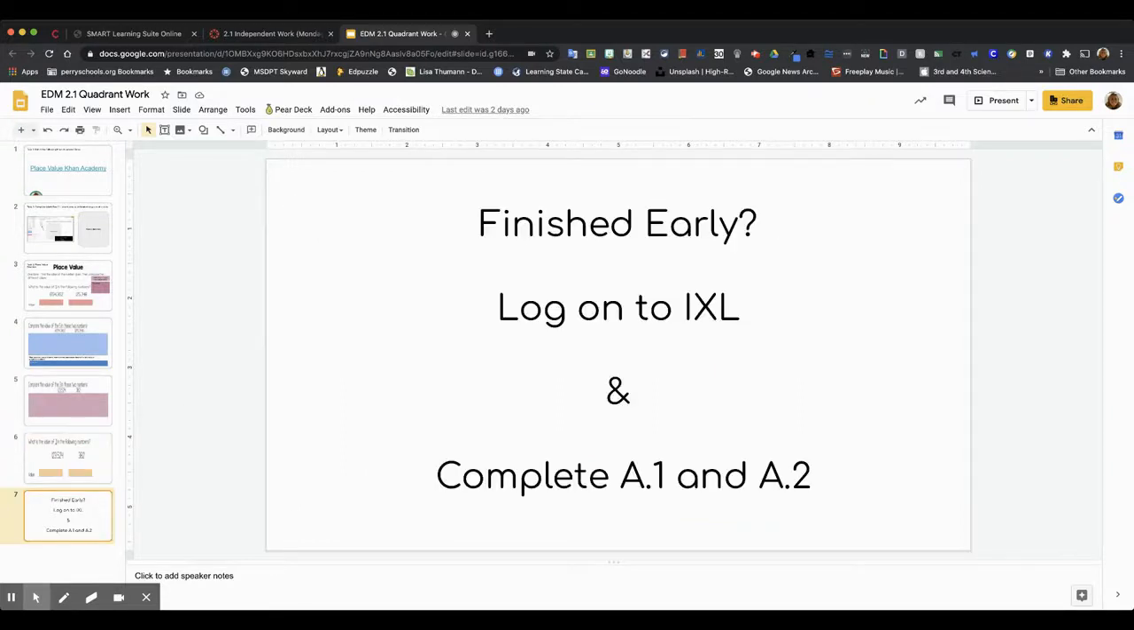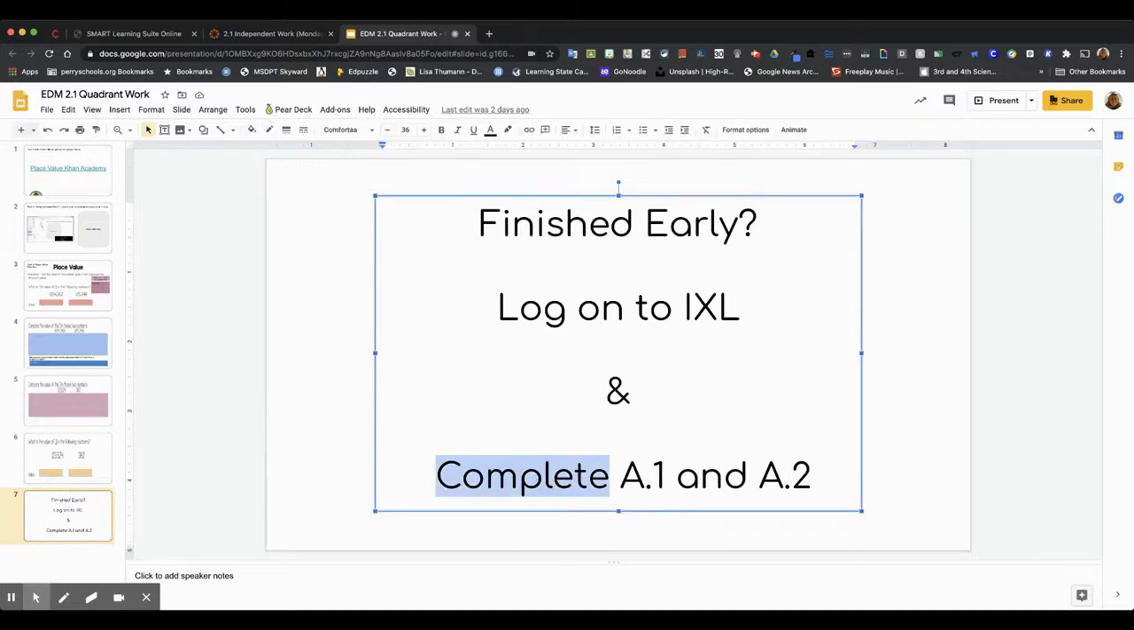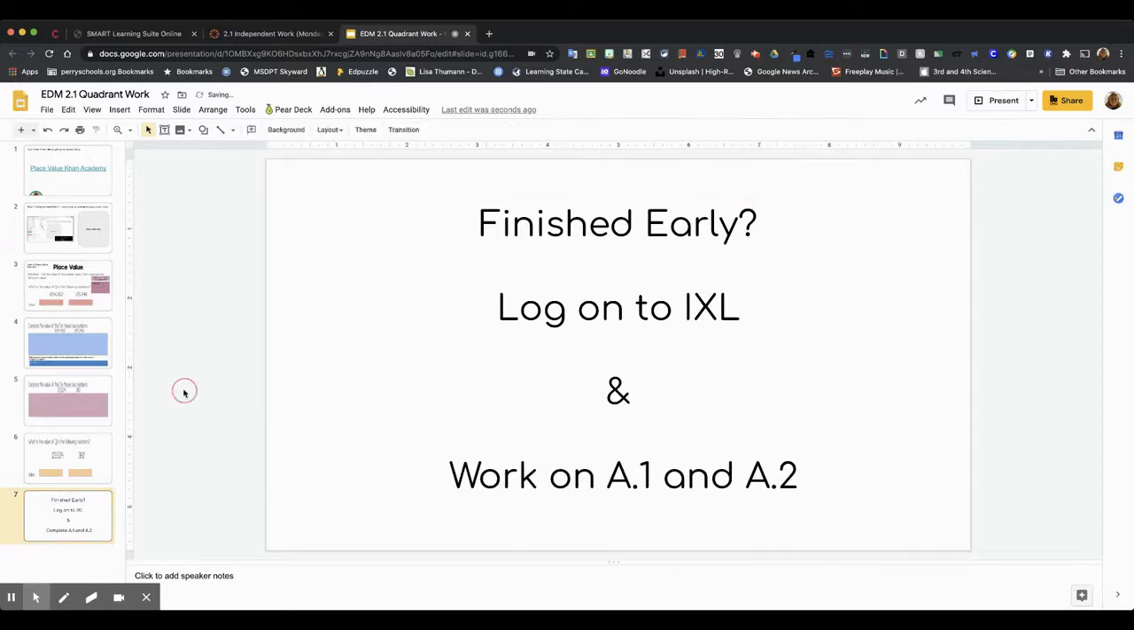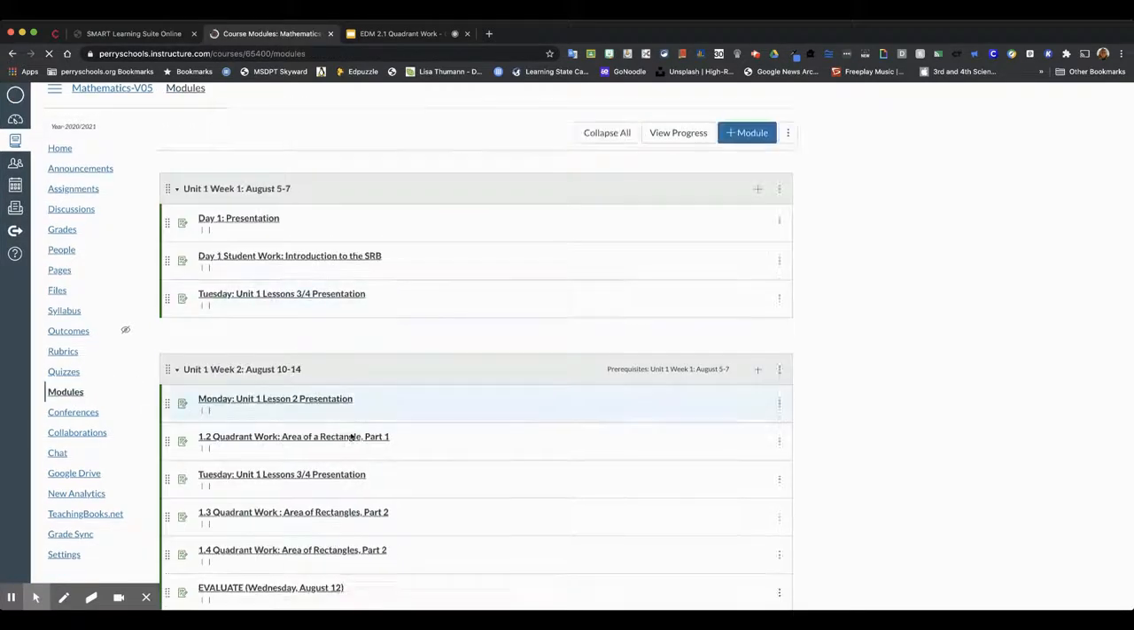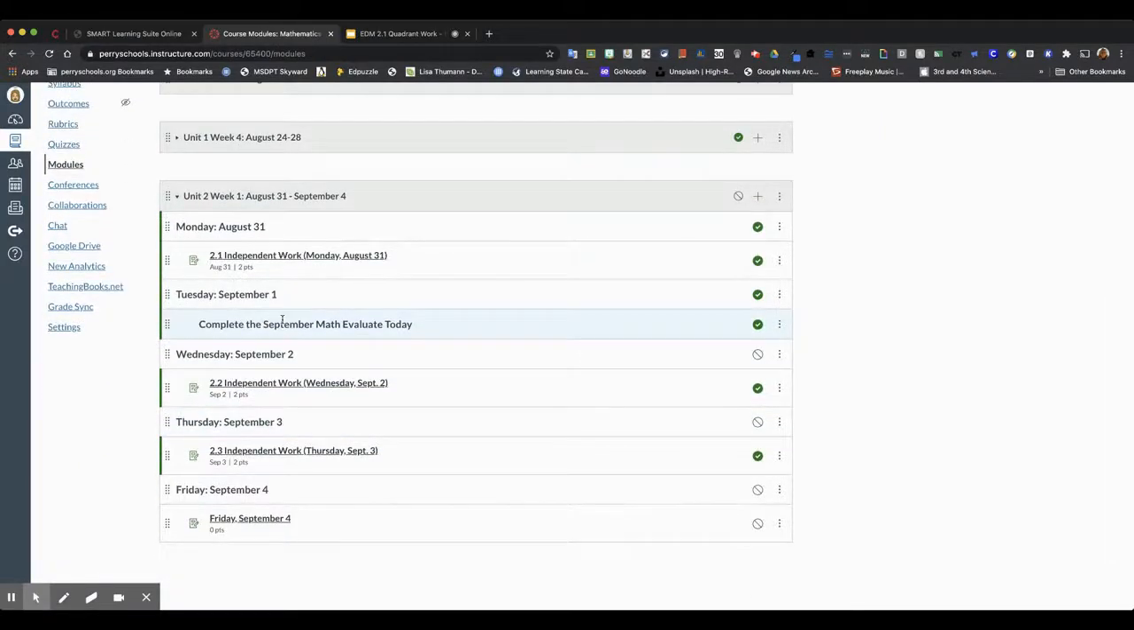Then finally, if you finish when you have time left over, you're going to log on to IXL and you're going to work on, it's okay if you don't complete them today. We'll have time to work on these later. So maybe I'll change that. Work on A1 and A2 on IXL. Okay? Later this week, we're going to be taking Evaluate on Tuesday. We're going to be doing 2.2 on Wednesday and 2.3 on Thursday, and then finishing up Evaluate and doing some data recording from our Evaluate. Okay?